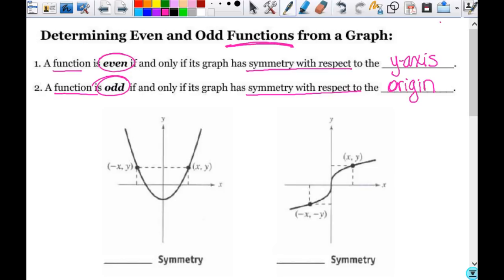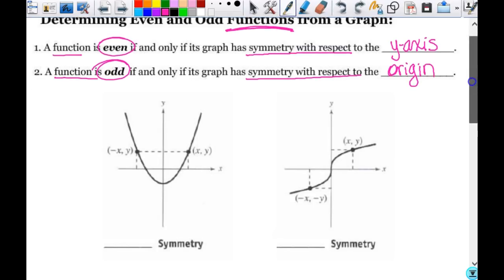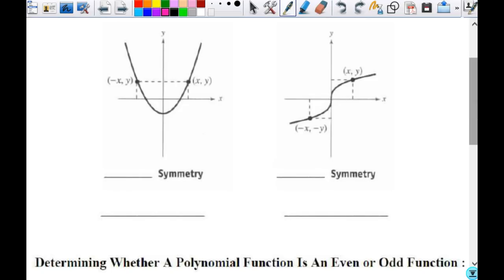Okay, we all good with that so far? It's not a function, it has symmetry, but it's not even or odd because those are only functions. So when I look at this graph here, what kind of symmetry does it have? Y-axis symmetry. And since it has y-axis symmetry, it is an even function.